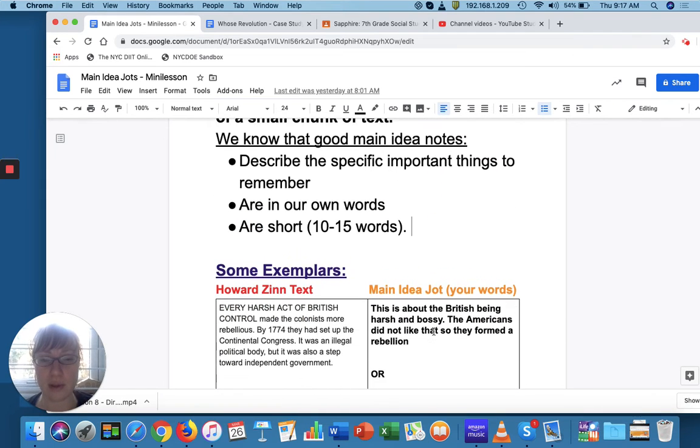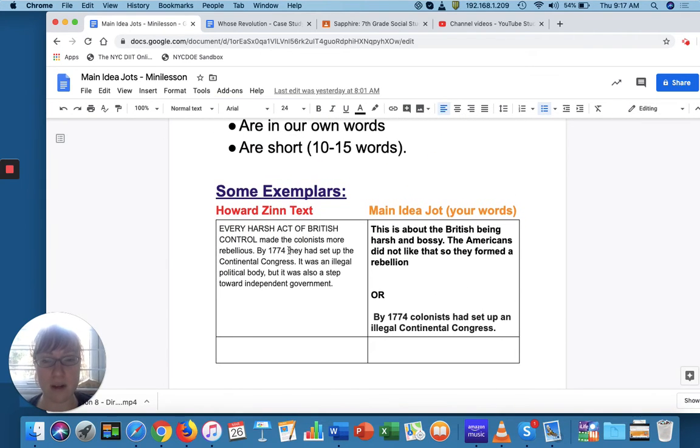So, some examples from your classmates. The very first chunk of text from day one, I'll read it aloud and then I'll read two sample jots. The actual text said, every harsh act of British control made the colonists more rebellious. By 1774, they had set up the Continental Congress. It was an illegal political body, but it was also a step towards independent government. Sometimes I like to read little chunks together, so I might read it again.